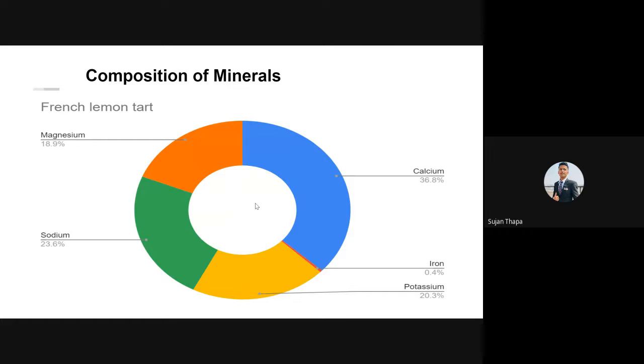Composition of minerals: 36.8% of calcium content is available in French lemon tart out of the total minerals, and iron content is just 0.4% out of total minerals. Next slide, please.